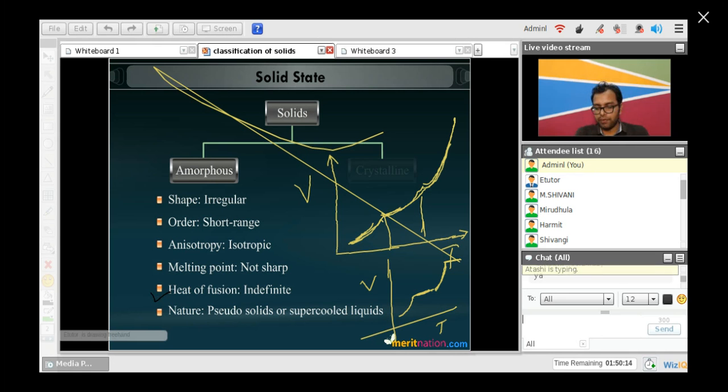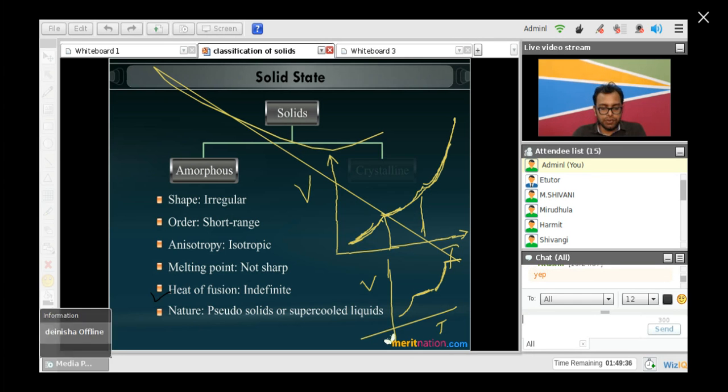Heat of fusion is the amount of heat which is required to convert a solid state into liquid state, right? Now, since amorphous solids are not ordered, or you can say the molecules in the amorphous solid are not arranged, it does not have a particular arrangement. So that's why if you take different amounts of amorphous solid, then corresponding to different amounts of amorphous solid, you may need to supply different amounts of energy to convert that solid into liquid state, right? So that's why you can't be certain about the heat of fusion.